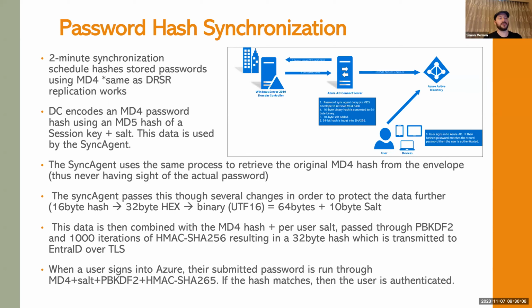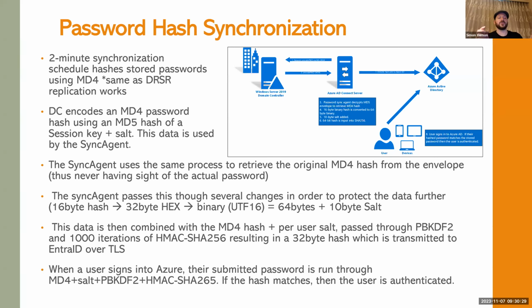This derivation formulation plus 1,000 iterations of HMAC 256 result in a 32-byte hash that is transmitted to Entra ID over a TLS communication, so over 443. Now, that seems like a considerable amount of processing in order to get that data across, but it's all about protecting that secret or the hash of the secret.